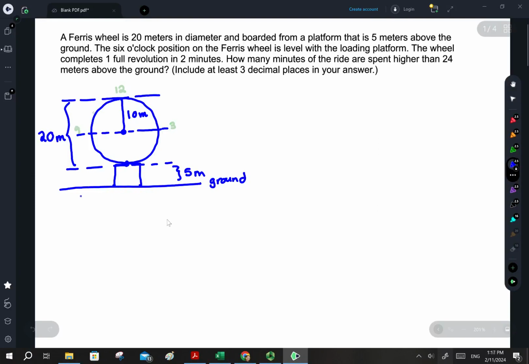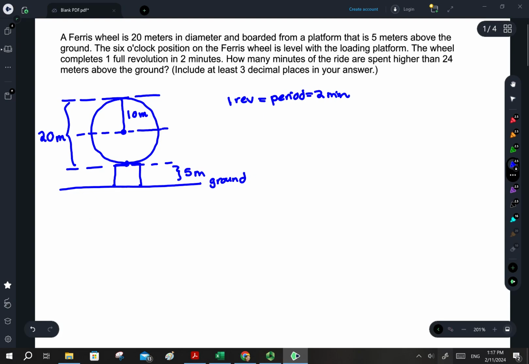They also tell us that the wheel completes 1 revolution in 2 minutes. Well, 1 revolution means that is the period of the function. So the period will be 2 minutes. And then we're asked to figure out how many minutes of the ride are spent higher than 24 meters above the ground. So the first thing that I will do for this problem is create a mathematical model for the position of a passenger t minutes into the ride.